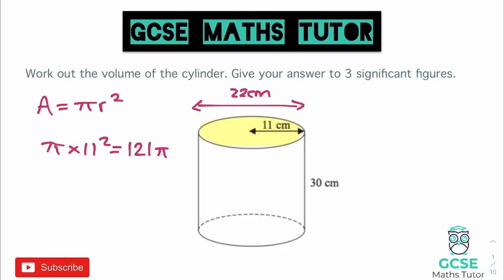And I'm going to write the answer as a decimal just in case anyone is using this and doesn't have a calculator that shows your answer like that. And ultimately we've got to give our answer to 3 significant figures anyway. So that answer there comes out as 380.1327111, and that is the area of the cross-sectional area up there, which is a circle.